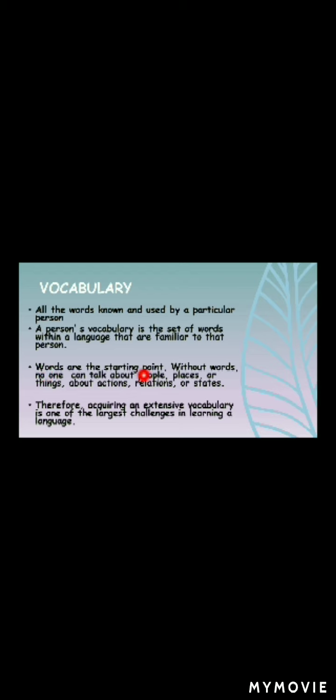Words are the starting points. Without words, no one can talk about people, places, or things, about actions, relations, or states. We need words as they are helpful or useful in this regard. Therefore, acquiring an extensive vocabulary is one of the largest challenges in learning a language.